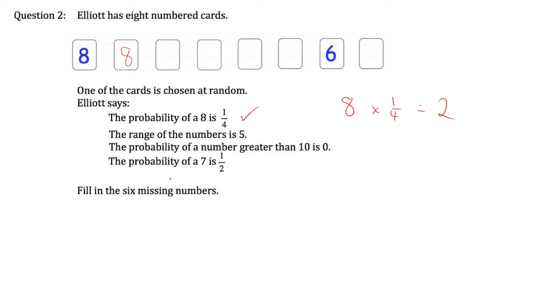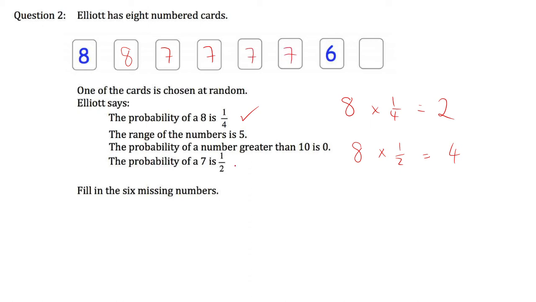The probability of a 7 is half. So again, it's a similar thing. There are 8 cards. The probability is a half, so I do half of 8, and I get 4. There should be 4 cards with the number 7 written on them. So I'll fill in 4 7s here.